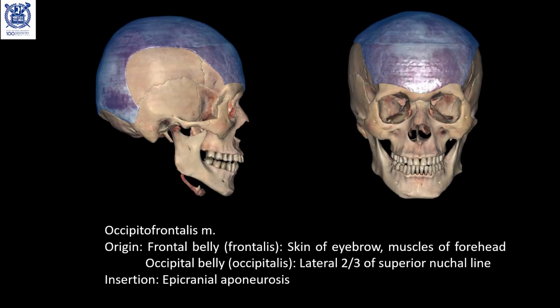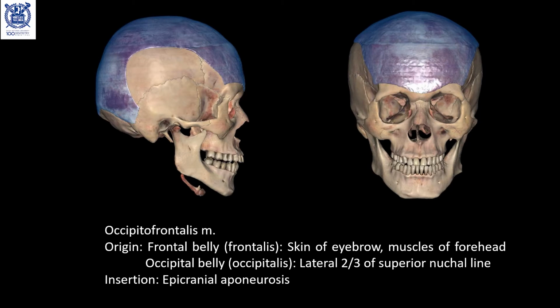Occipitofrontalis muscle. This muscle is sometimes considered as two muscle entities, the frontal belly and occipital belly, or frontalis muscle and occipitalis muscle. The frontal belly of this muscle has its origin at the skin of the eyebrow and muscles of forehead. On the other hand, the occipital belly has its origin at the lateral two-thirds of the superior nuchal line. Both bellies have their insertions at the epicranial aponeurosis, also known as galea aponeurotica. Totally, their action can be considered as raising the eyebrows.